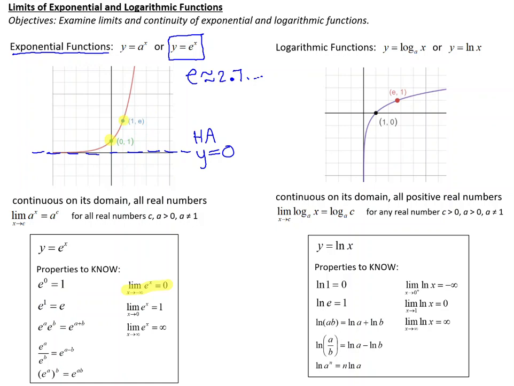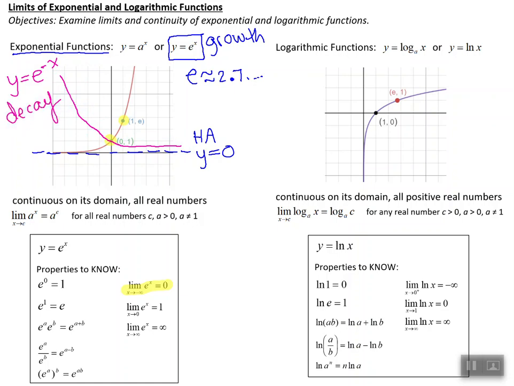Now, this one right here, the way that it's drawn, is exponential growth. But if it's y equals e to the negative x, that's going to be exponential decay. Still, if we plug in 0, we get 1, but that's going to be coming down the other way. That's going to be the exponential decay function. Either way, we must be aware of what these graphs look like and that there is this horizontal asymptote at y equals 0 unless there is a shift in the graph.